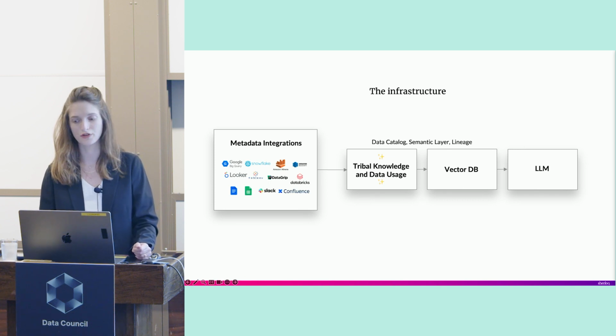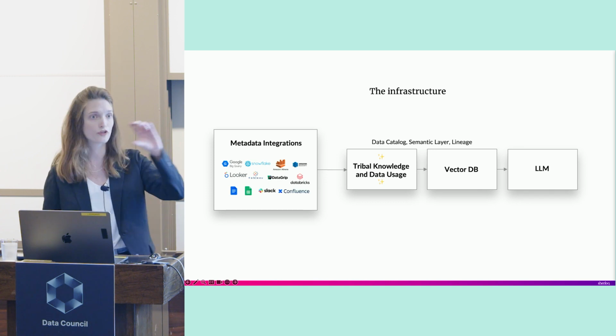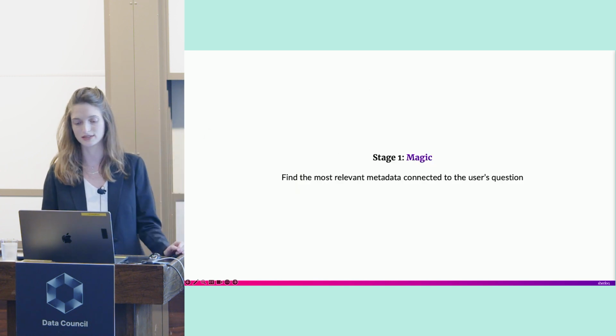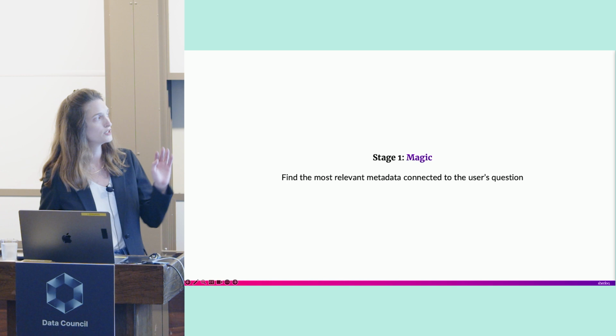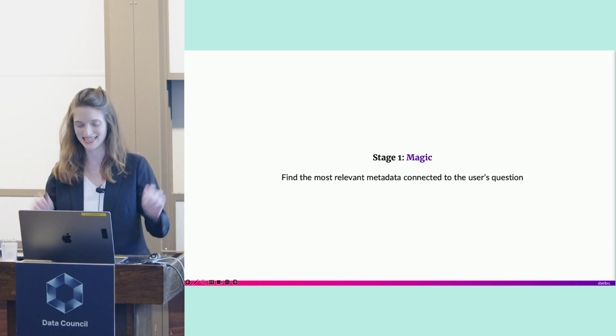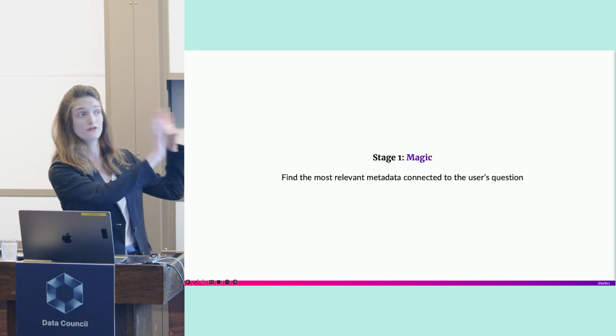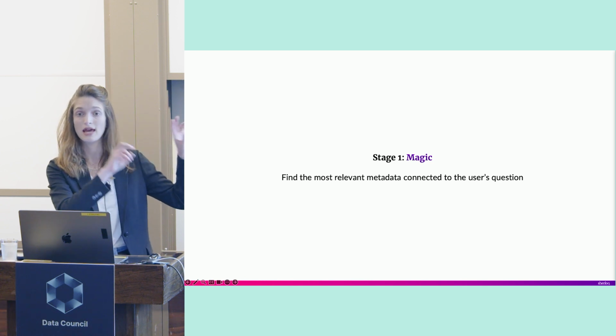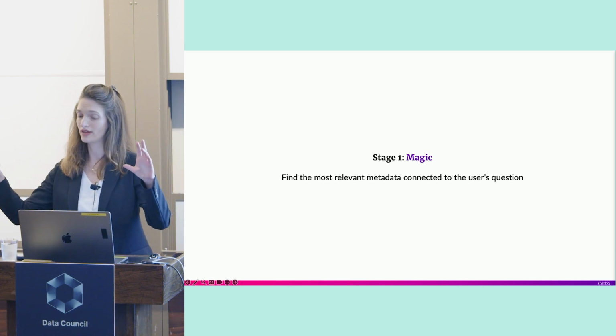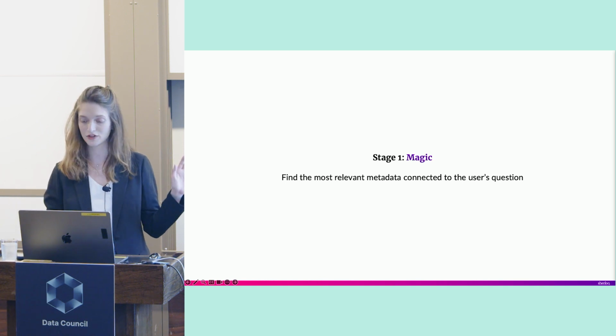All right. So let's go into the 3 stages of how we actually built that first goal, that first product. The first stage, let's call it the magic stage. What actually happened here was we built the infrastructure that I have just shown you, and we put that on top of the LLM, and we gave it to our users.